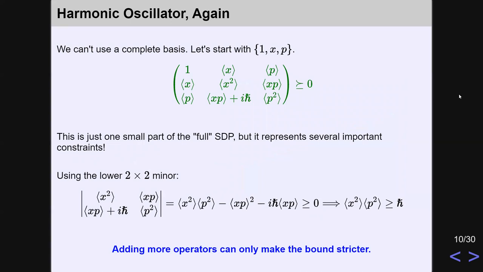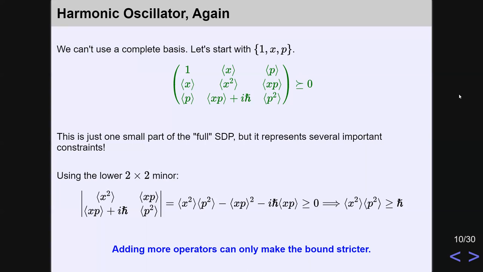So returning to the harmonic oscillator case, and this is now getting more to what can be done in practice. We can't possibly use a complete basis, but with our less systematic example where we just wrote down x plus ip, it's clear that we want x and p to be in the basis. So here's a nice 3x3 matrix, which must be positive semi-definite. It's only a small part of the full semi-definite program, but if we look at the lower 2x2 minor, just as we looked at the upper 2x2 minor in the one spin case, we recover the constraint that the product of x squared and p squared expectation values must be at least 1. And that's the uncertainty principle, but it's also the thing that gives us the lower bound on the ground state Hamiltonian expectation value.